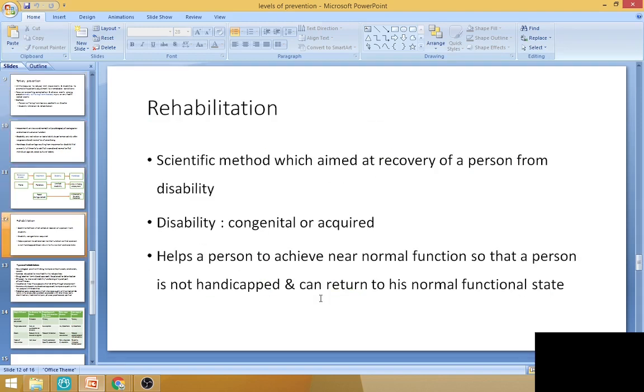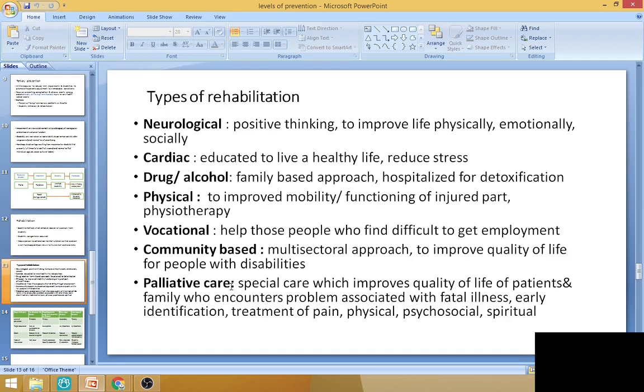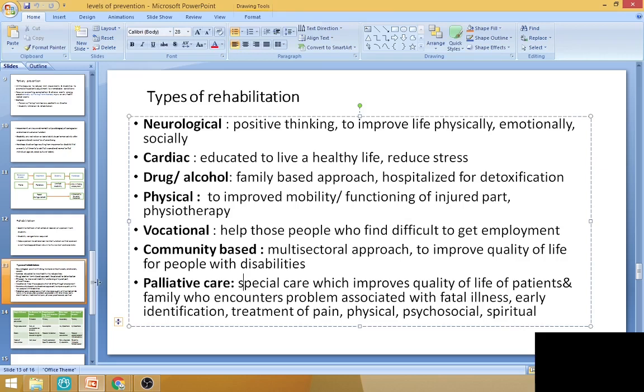Okay, now let's come to rehabilitation. Rehabilitation is a specific scientific method in order to help the person to recover. Disability can be congenital or acquired type of disability. So what we do is we give this rehabilitation method. These are the types of rehabilitation, as in the book: neurological, cardiac, drug or alcohol, physical, vocational, community, palliative. Understood? These are the types.